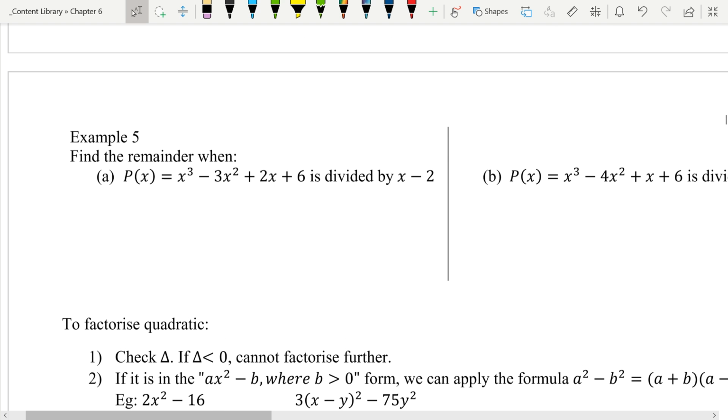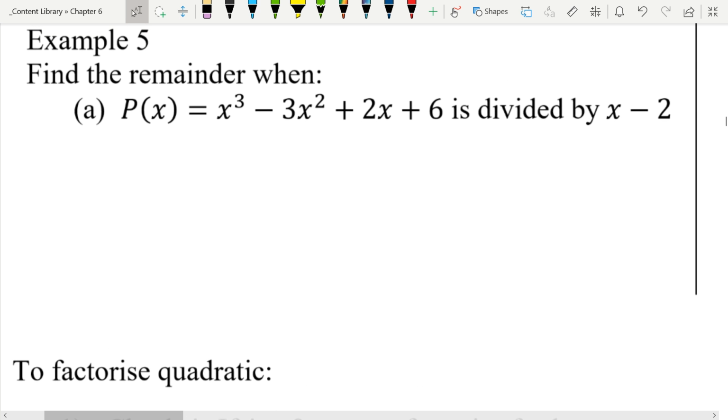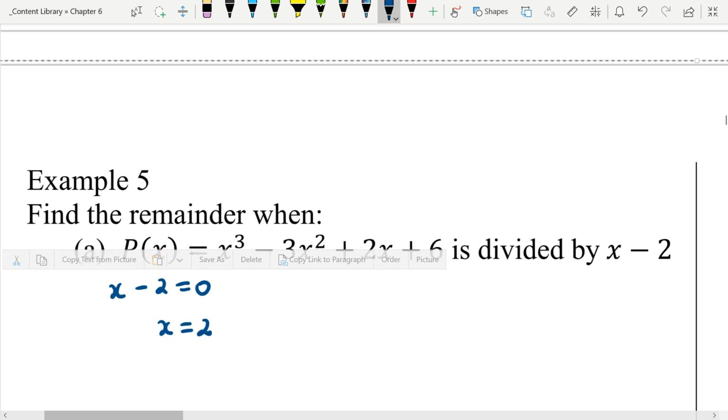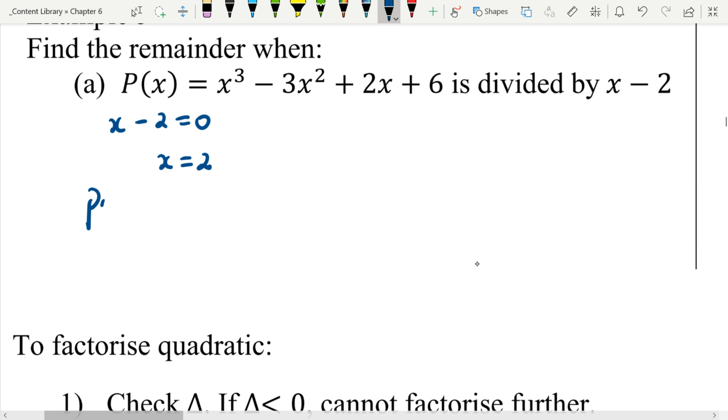Find the remainder when P(x) equals that. I can do two different things. First of all, if I'm just interested in the remainder, what would you do? What do you need to substitute in this case? So x minus 2 equals 0, x equals 2. I will sub 2 into P, so we have P(2).